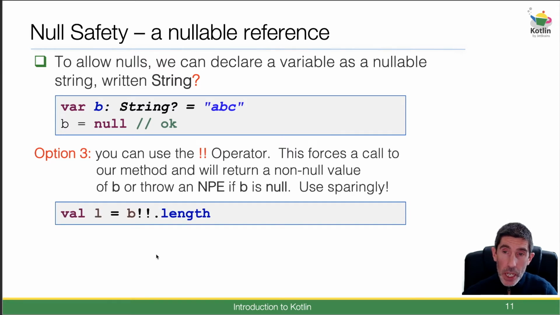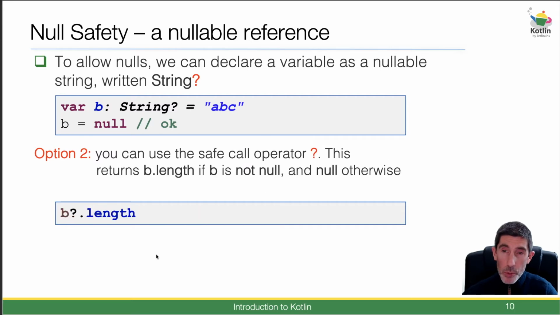Third option, again, for all the null pointer lovers out there, you can use the double exclamation marks, the null assertion operator. This forces a call to our method and will return a non-null value of b, or actually throw a null pointer exception if b happens to be null. So you're kind of going full circle, back to the Java days, but you're explicitly asking for that exception to be thrown. So again, use that sparingly.